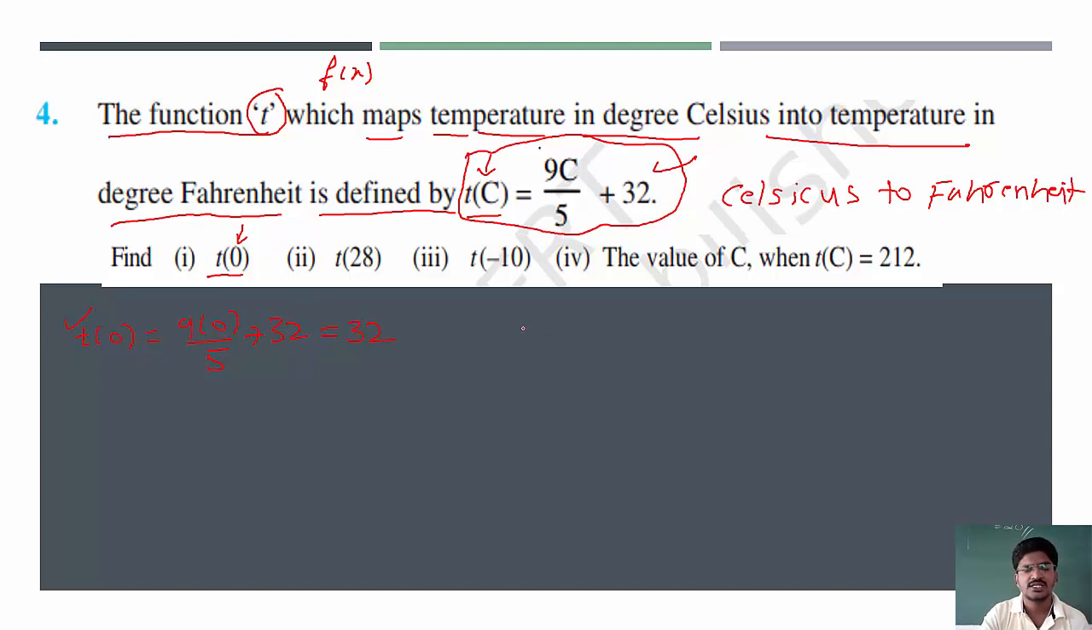Okay. And the next thing, I will directly go for the third one. You try to calculate the second one. It is a homework problem. Third one, see, T of minus 10. C value is minus 10. 9 times minus 10 divided by 5 plus 32. That means 9 times minus 10 is minus 90 by 5, plus 32. 90 by 5 will be how much? 5 into 18 is 90. Clear? So 32 minus 18.